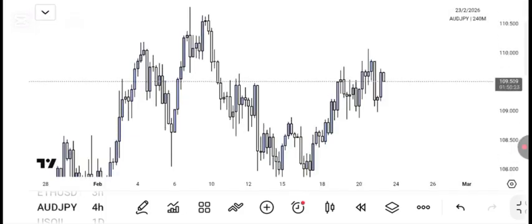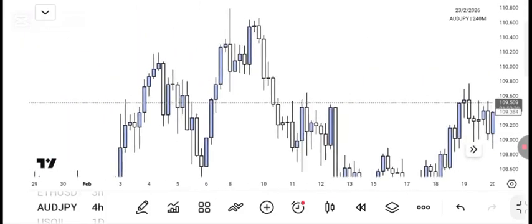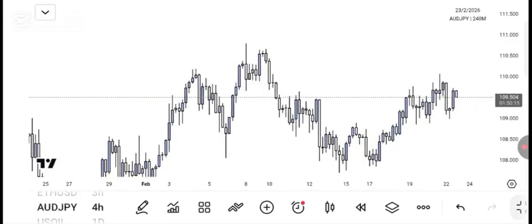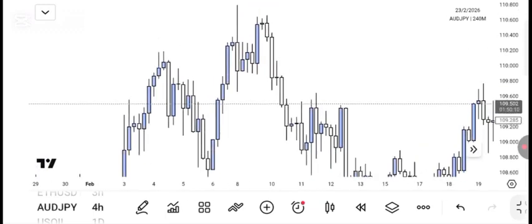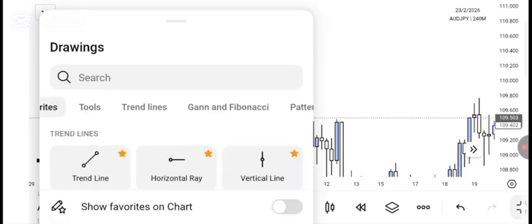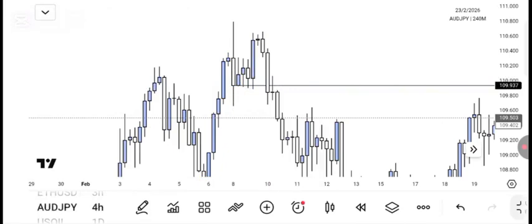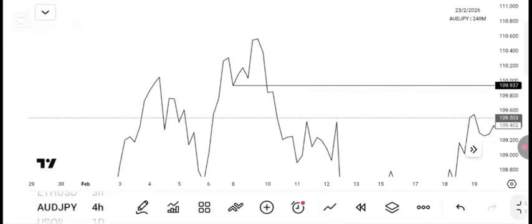Alright, so look at this. Look at what I'm trying to explain now. Just take a look. So look at this particular key level now. Try to look for a clean one. So look at this particular key level. This is a V-shaped key level. Go to the line chart, you will see. Always go to the line chart. You can see that's a V-shaped key level.